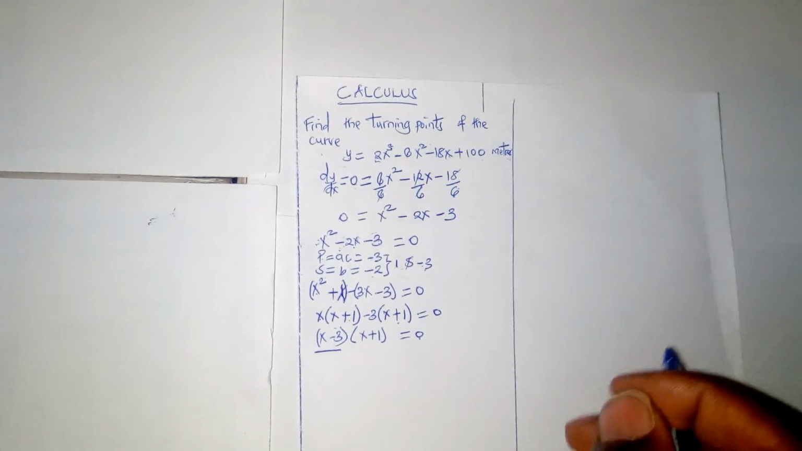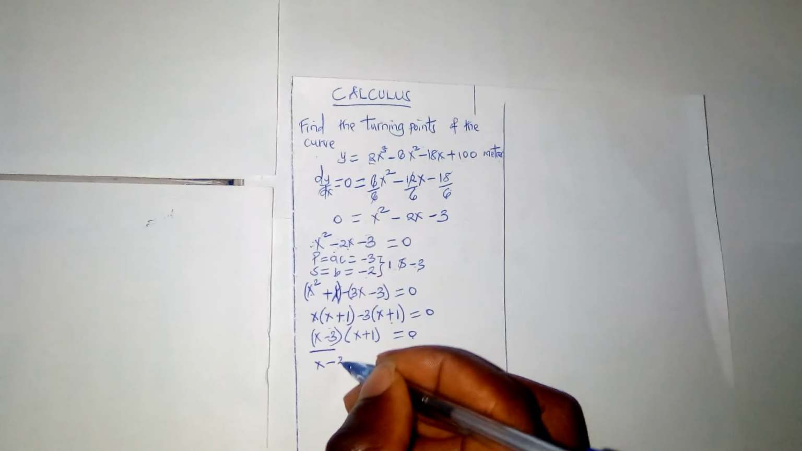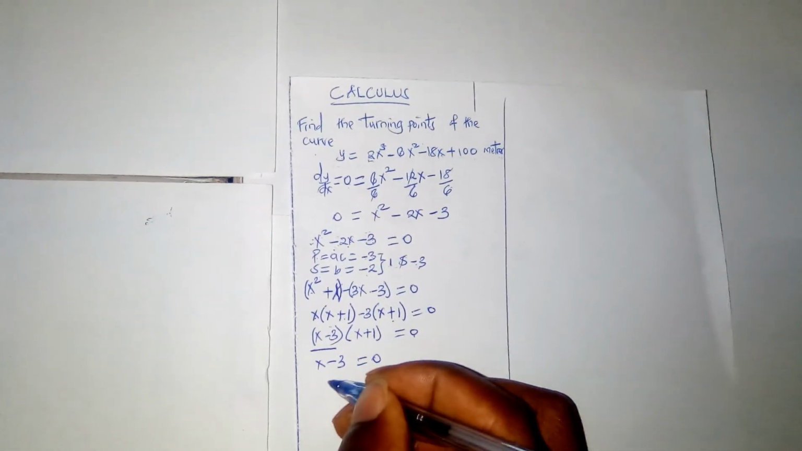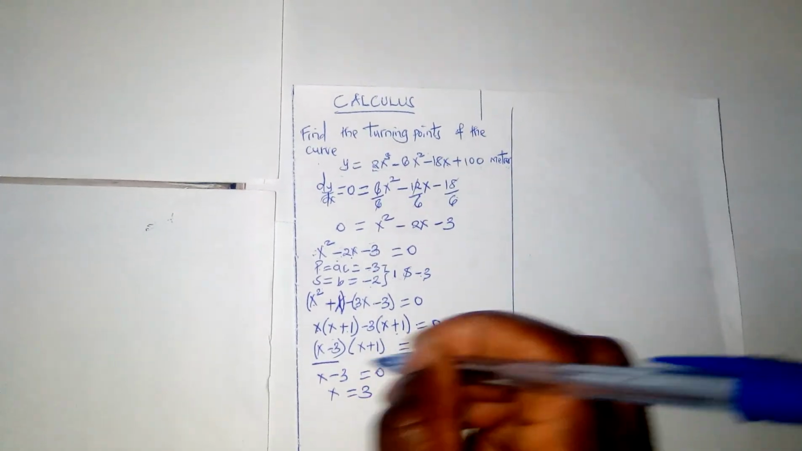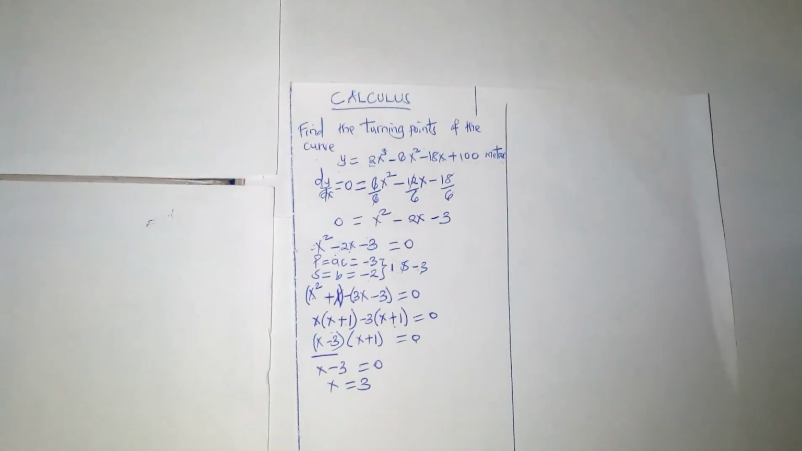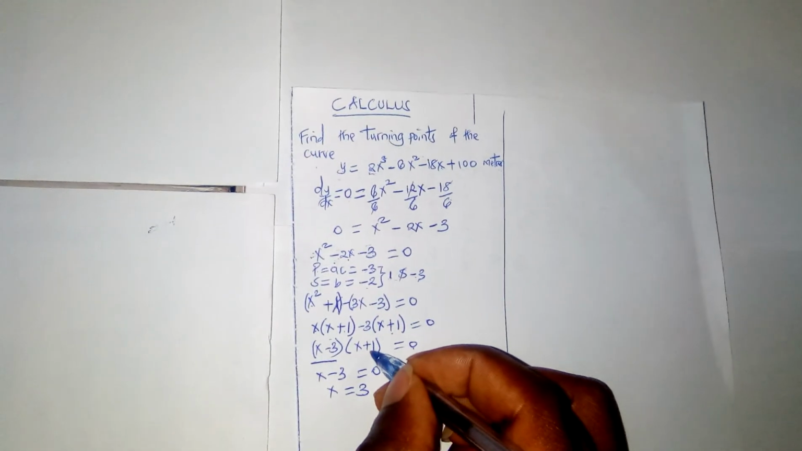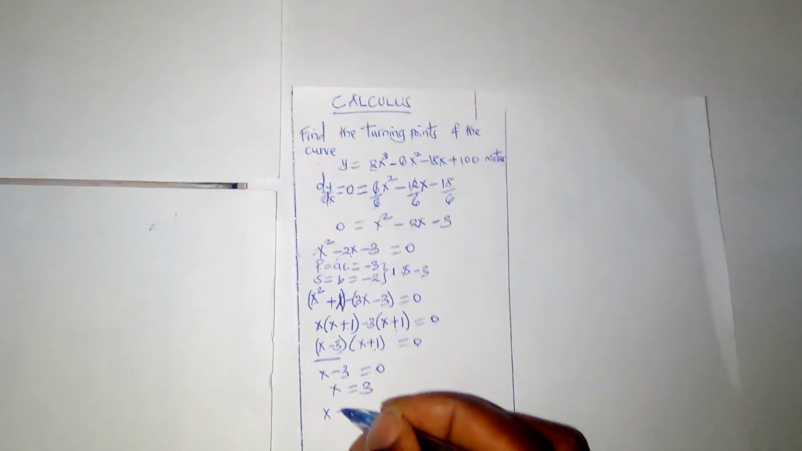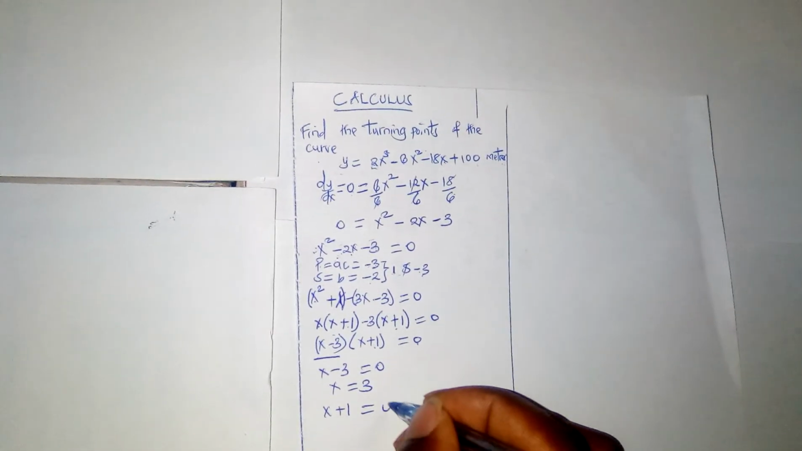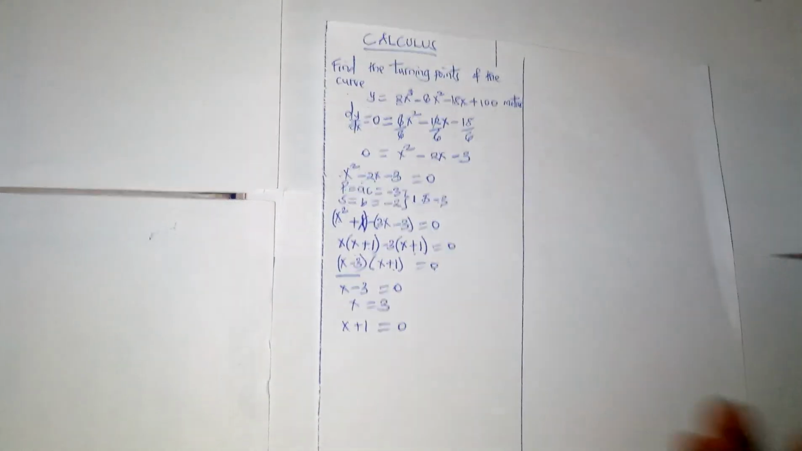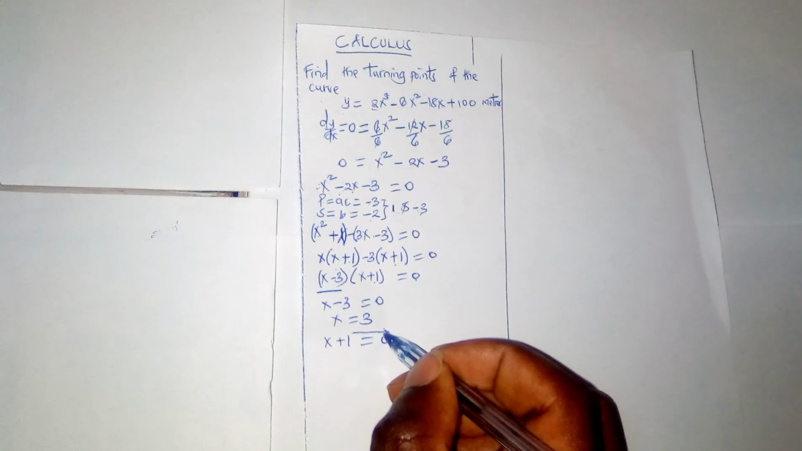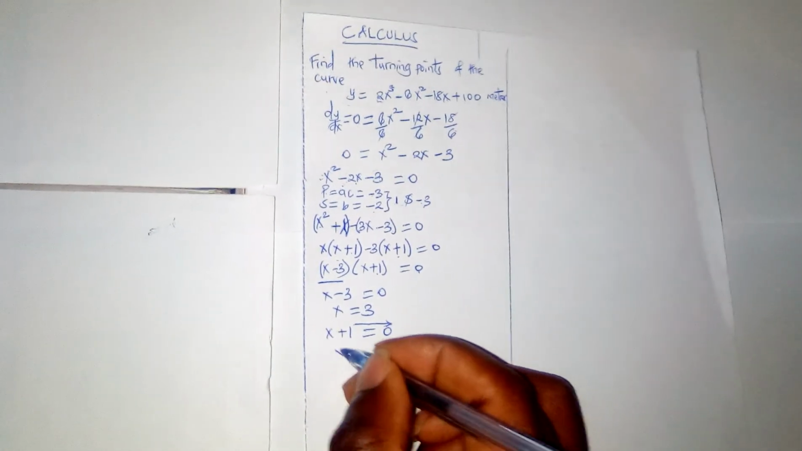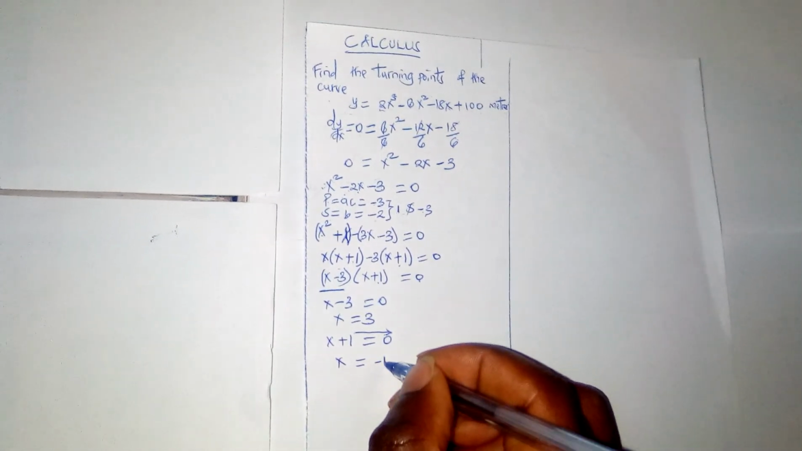Now after reaching here, you are supposed to take the first bracket, equate it to 0, then get the value of x there, and that is x minus 3 is equal to 0. So x shall be 3, because when negative 3 crosses the equal sign, it will be positive 3. Then the second bracket is x plus 1 is equal to 0, and when positive 1 crosses the equal sign, it will be negative 1. So the value of x there shall be negative 1.